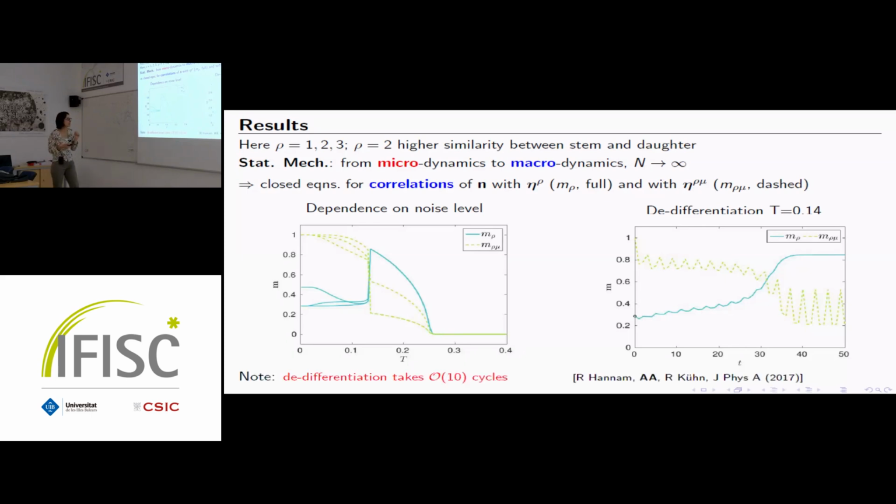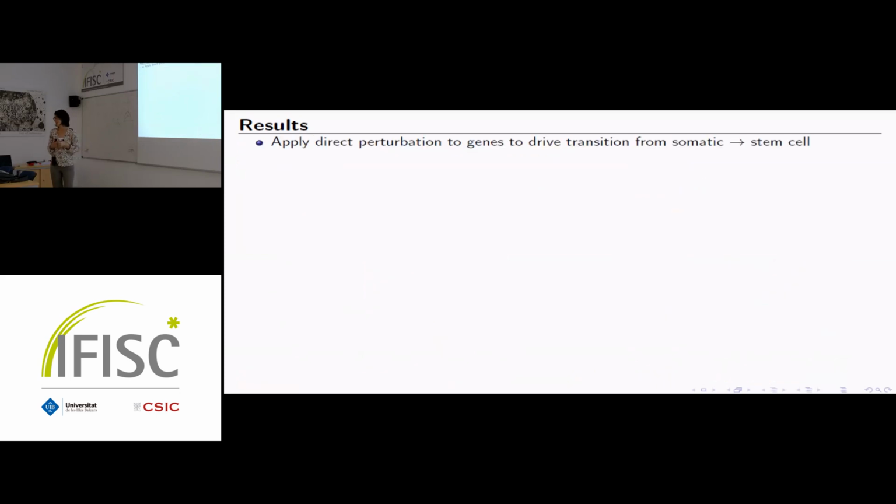So what was interesting for us is to see that it takes several time steps for this to occur. Each time step here is a stage of the cell cycle, so 30 time steps correspond to about 10 cell cycles, which is similar to what they see in experiment. It takes several generations to de-differentiate from a daughter cell to a stem cell. However, this de-differentiation is just driven by noise here, by T. So we wouldn't know how to do this in an experiment, say.